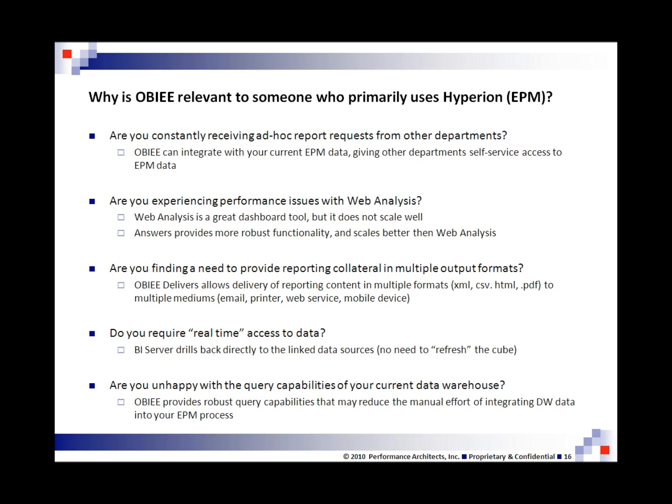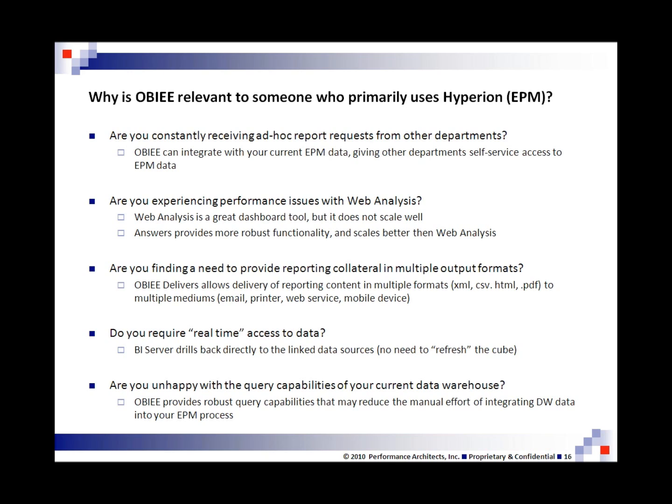Do you require real-time access to data? The BI server has the ability to drill back to linked data sources without having to rebuild the cube. From the EPM side, there's this whole concept of building an ASO-based cube. You build it, and you look at it for the day, and then it rebuilds overnight, and you have to wait till the next day to get information. If you want to rebuild it multiple times during the day, then there's downtime. With OBI, there's a little bit of a performance hit on the retrieval side, the query side, but it can constantly drill back against an updating data source, so you're constantly getting updated data.